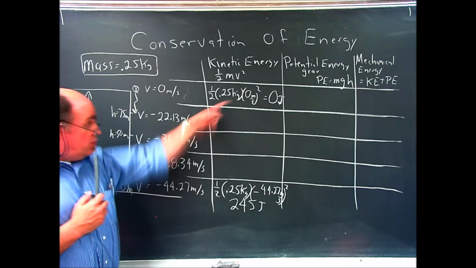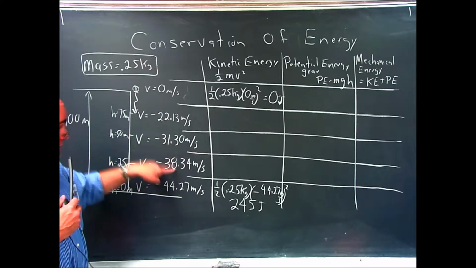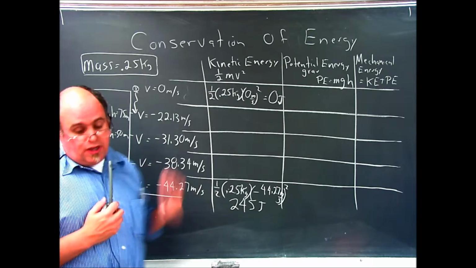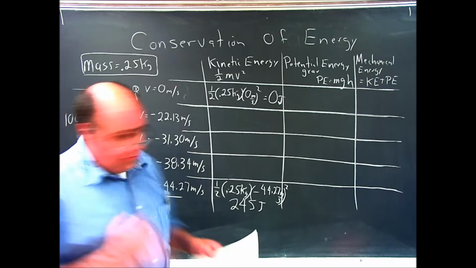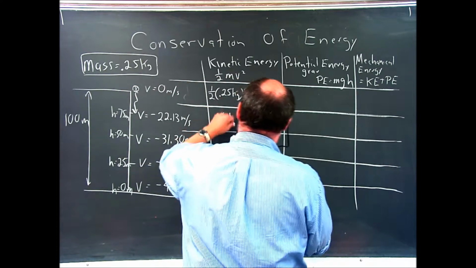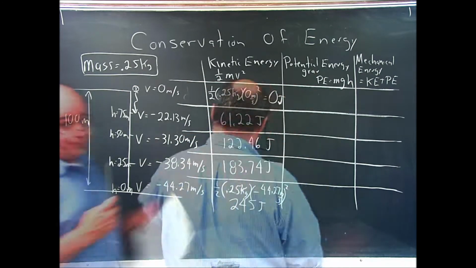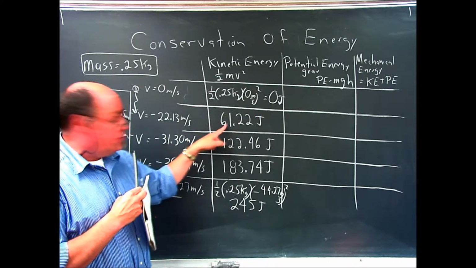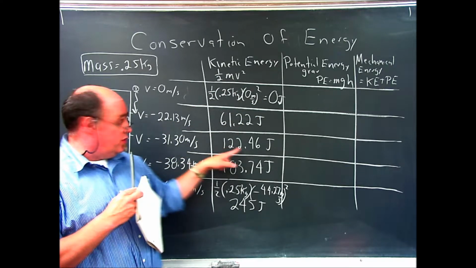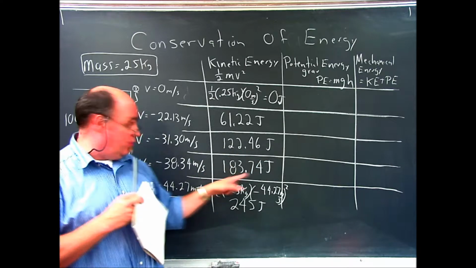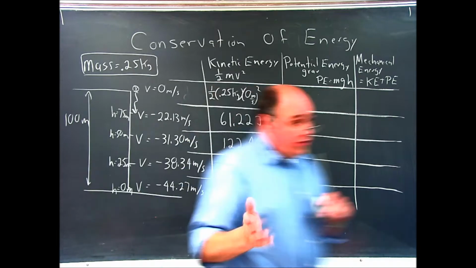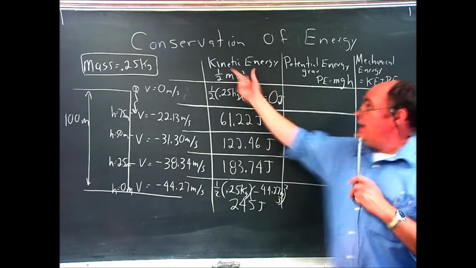And you do the same thing with this number and this number and this number. If you fill in those tables, you just have to keep on number crunching, and I'll go and fill in the table. So you see, we have a bunch of numbers here now. We have 0 joules, 61.22 joules, 122.46 joules, 183.74 joules, and 245 joules. As was defined earlier, kinetic energy is the energy of motion.